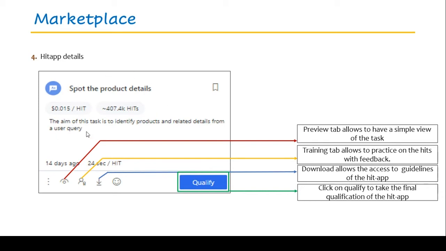So this overview gives you an idea of what the task is all about. Then we have a few buttons over here. You can see the preview tab. This tab allows you to have a quick look at how the task looks on the tool. So to see how the task looks, you can click on the preview tab.